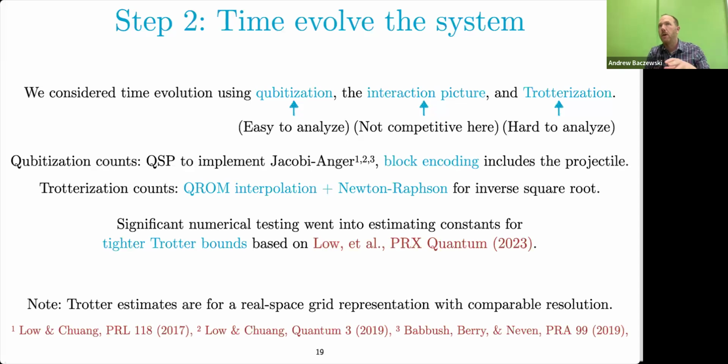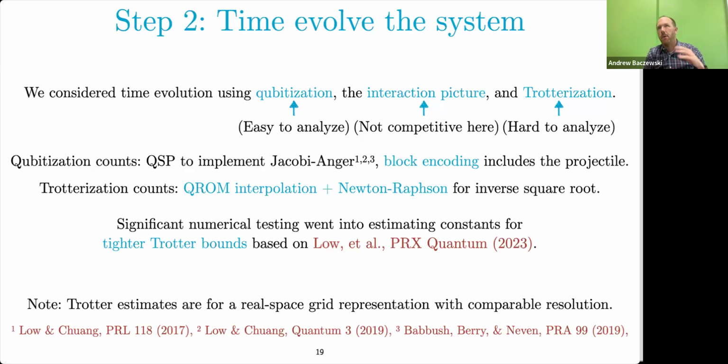We considered 3 different approaches to time evolution: qubitization, interaction picture, and trotterization. Qubitization and trotterization are in competition here. Qubitization is easier to analyze. Trotterization is harder to analyze. The interaction picture wasn't actually competitive here, so there isn't a whole lot to say other than it's a competition between the other two.